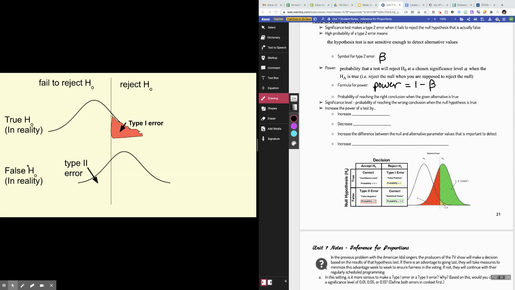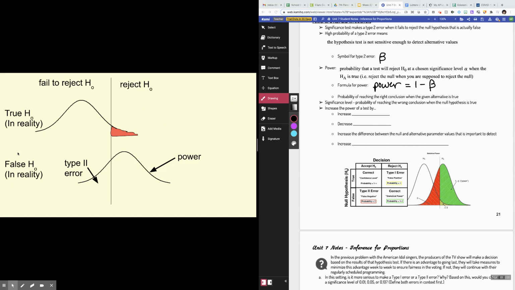Your type 2 error occurs on the other side, and then your power is here, when you reject the null when the null is false. So power is the probability that you correctly reject the null when it's wrong. So what would happen if we increased our alpha value? It's this vertical line, your alpha value. So we're going to increase that alpha value, making this area larger.